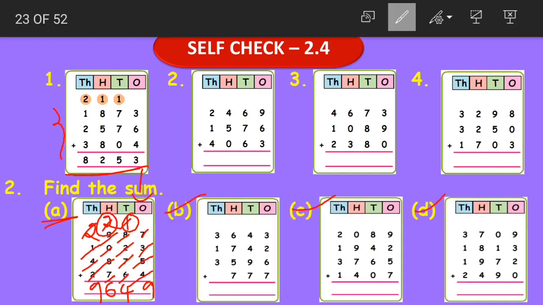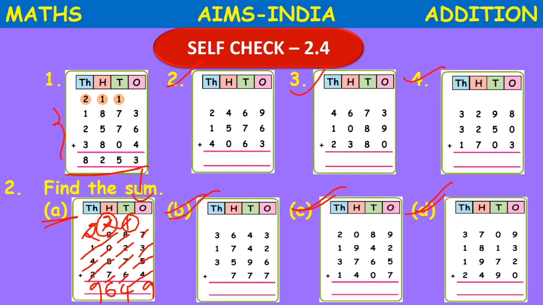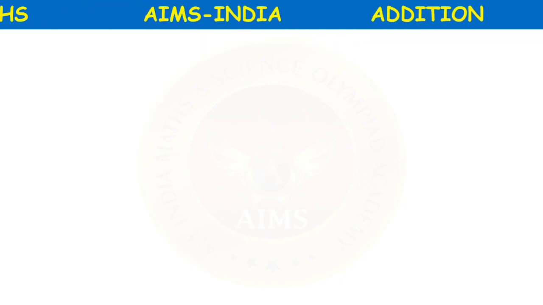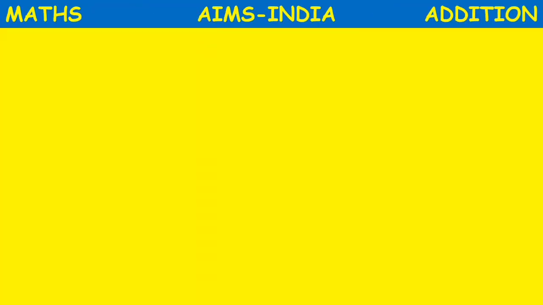Yes children, so what is your today's homework? 2, 3, 4 and the question numbers B, C and D are your homework. Pause the video and take a screenshot, or pause the video and copy down the questions in your notebook and solve. Yes children, I'll give you the answers tomorrow. Tomorrow you will be getting the answers.